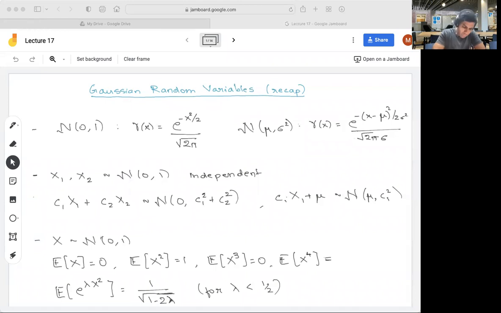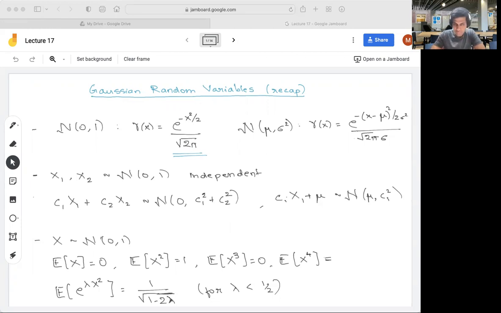And we saw that we can define a Gaussian random variable, a standard Gaussian or a standard normal random variable with the density function of this form, which is basically e to the minus x squared divided by 2 up to certain normalization so that it integrates to 1.